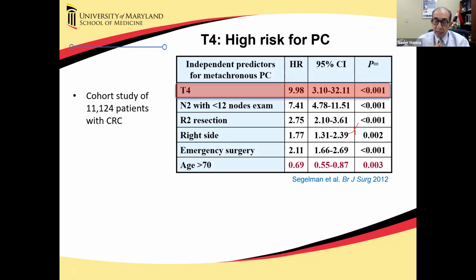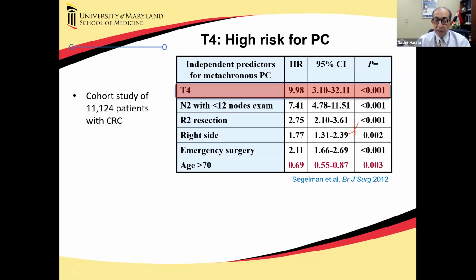This was a cohort study of over 11,000 patients with colorectal cancer, and they looked at the various prognostic factors or independent predictors of subsequently developing peritoneal carcinomatosis. And you can see that one of the highest risks, the highest hazard ratio for developing peritoneal carcinomatosis, was actually T4, with a hazard ratio of 9.98 and a quite significant p-value.